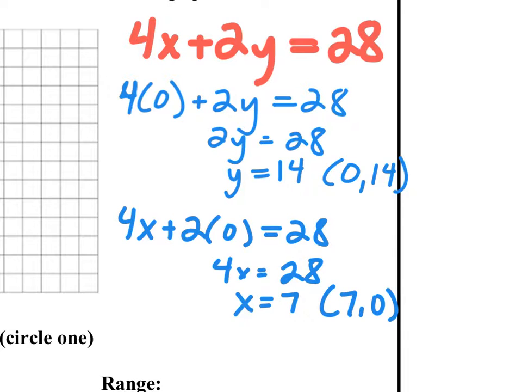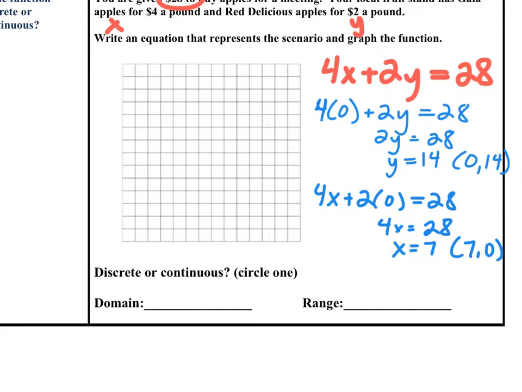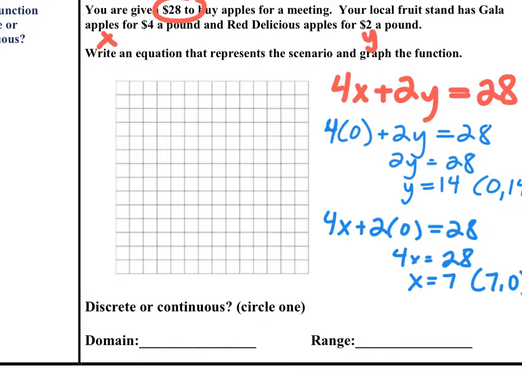Okay. What do you guys think I should go by on my x-axis? 2s? What if I skip every 2 lines and label 1? Can I do that? Okay. Yes. So I'm going to start at 0. Let's label our axes. The x-axis would be my Gala apples in pounds, LB. My y-axis is the Red Delicious apples in pounds. That's important.